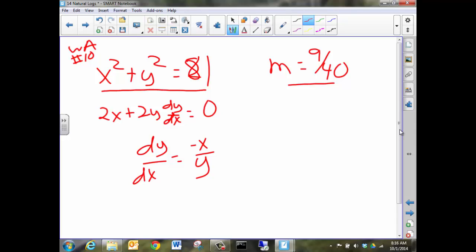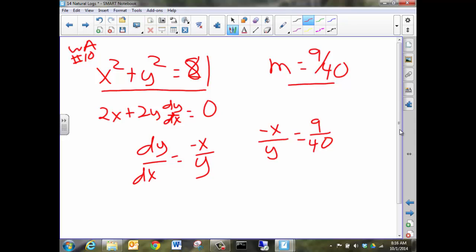Okay? Now, the slope has to be 9/40ths. We found the derivative to be this number, right? So it makes sense that we do this, right? Negative x over y equals 9/40. So if you did that, many of you jump to the conclusion x is 9, y is 40. Or some of you probably jump to that conclusion. Okay? Slight problem with that.